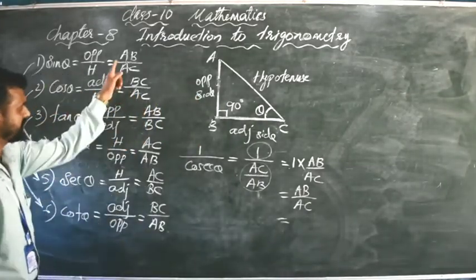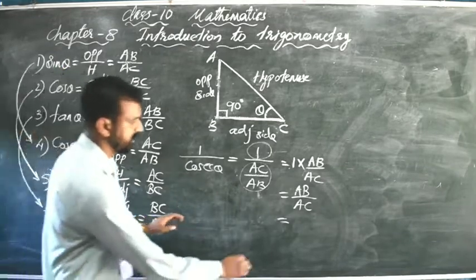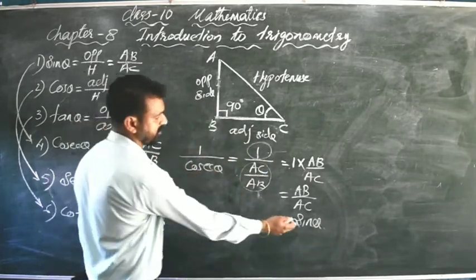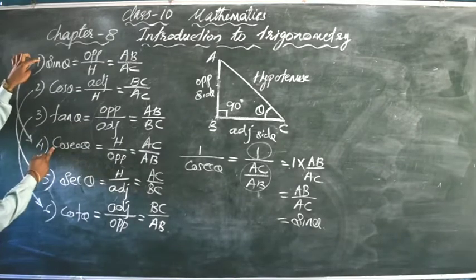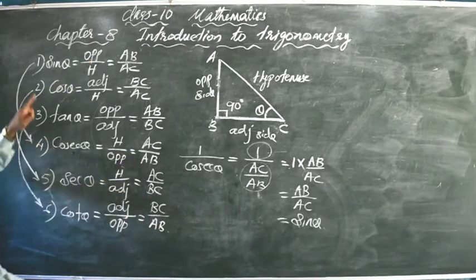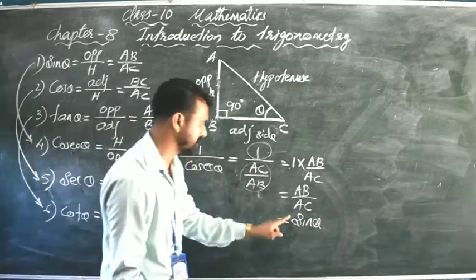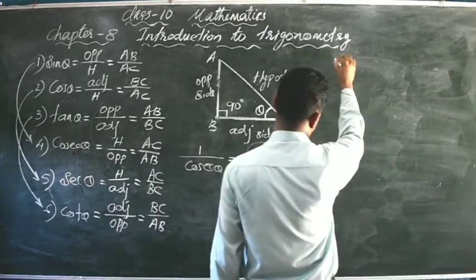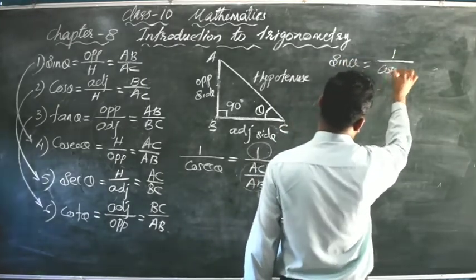Which ratio is that? AB divided by AC is sin theta. So here we got 1 by cosec theta is equal to sin theta. Already I told that sin theta and cosec theta are reciprocal ratios. Sin theta is equal to AB by AC, cosec theta is equal to AC by AB. So sin theta is equal to 1 by cosec theta. Therefore we can write the first formula: sin theta is equal to 1 by cosec theta.